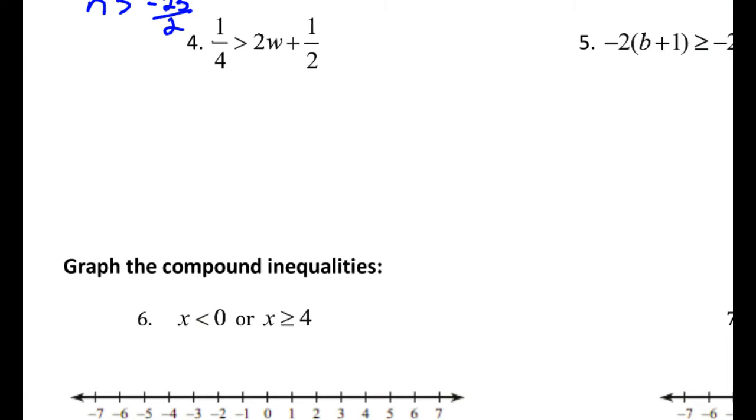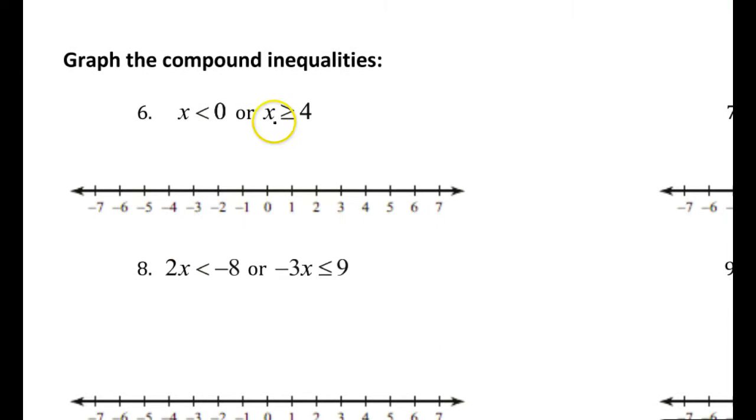So ORs, what kind of graph will an OR be? Are they going together or away? Away. So remember that ORs usually look like this. Okay, so 0, less than 0, open circle, and less than is this direction. And then greater than, all numbers bigger than 4, including 4, because it has an equal to.